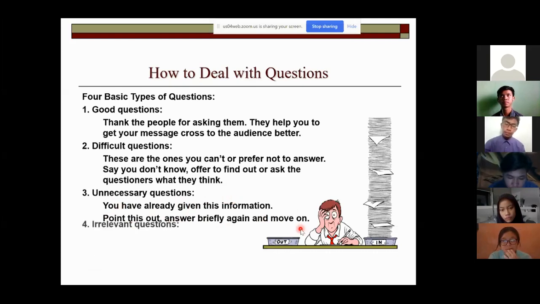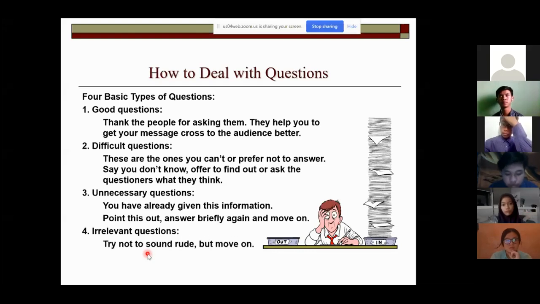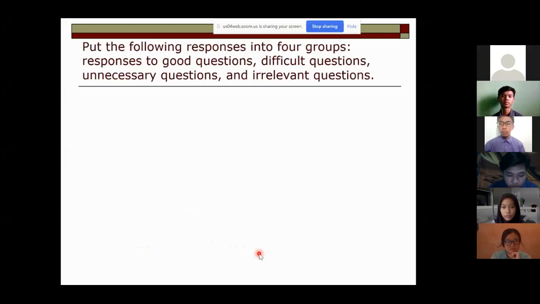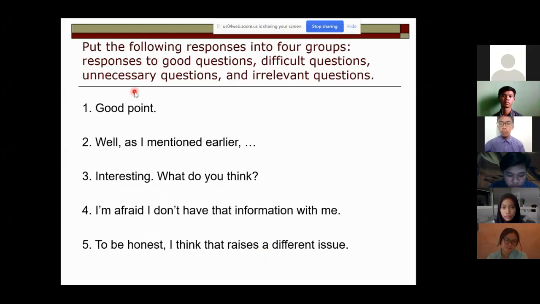And then what about irrelevant questions? Yes, sometimes the audience asks the presenter something not relevant, something not related to the topic, or out of the topic. But again, as a good presenter, we have to face it. You have to recognize it. You have to respect. So try not to sound rude. Just move on. This is the simple way not to sound rude. And then you can move on to the next question. All right. So let's see.